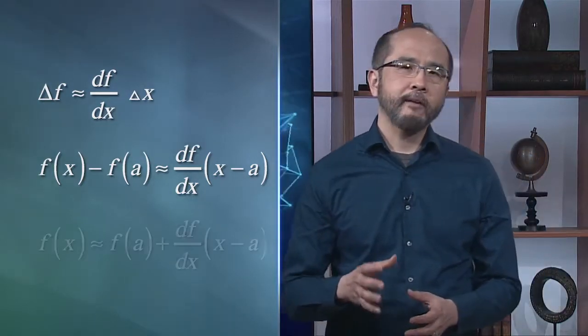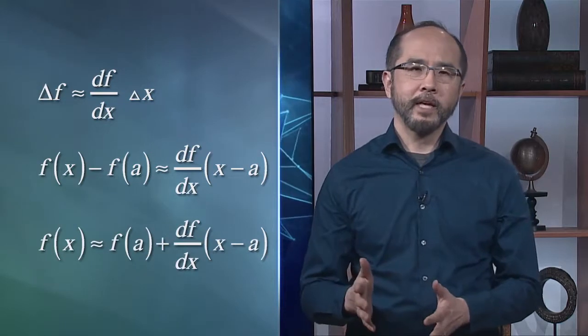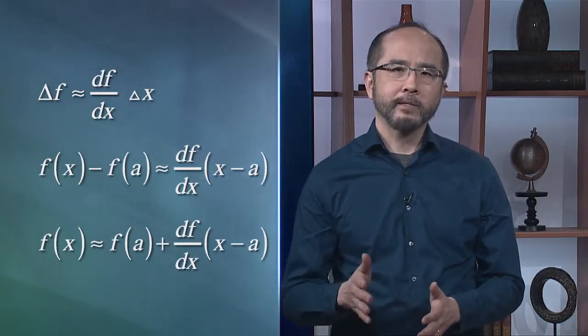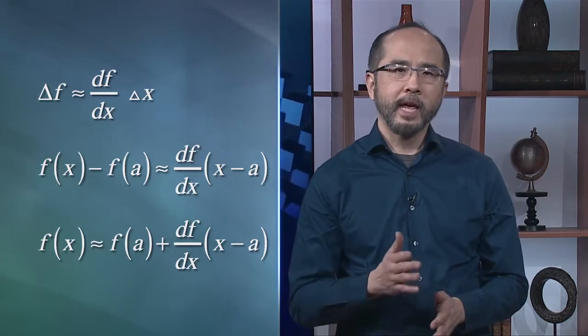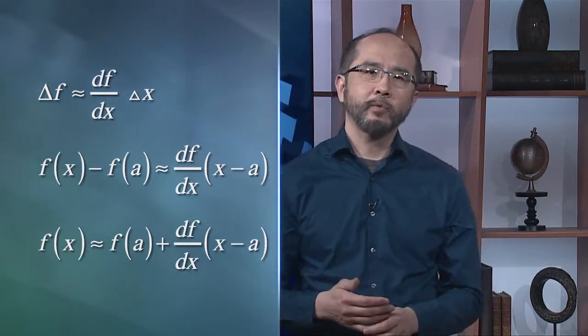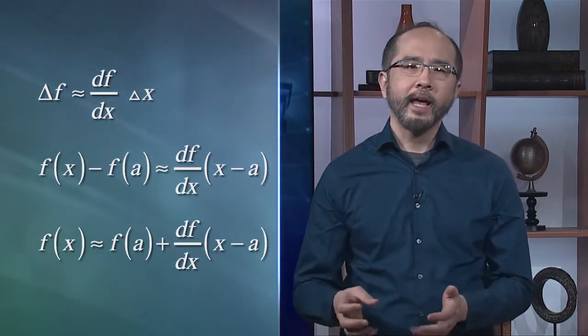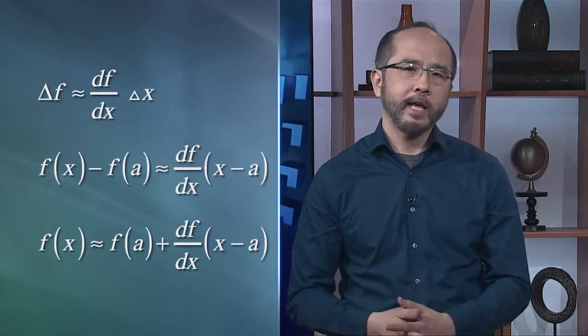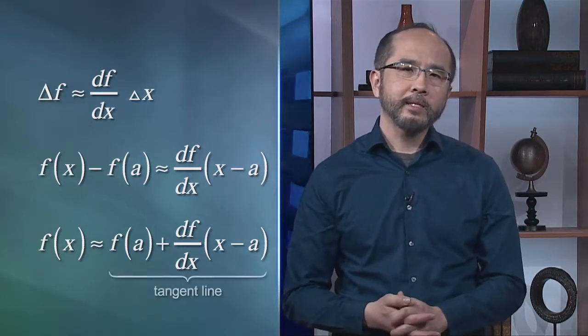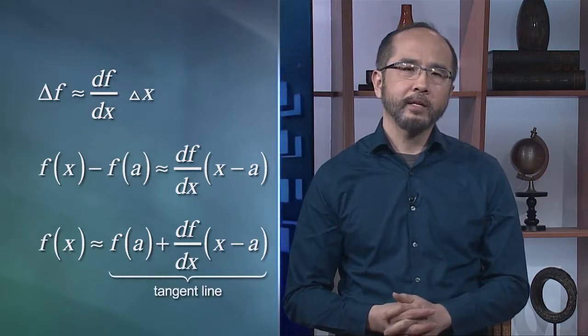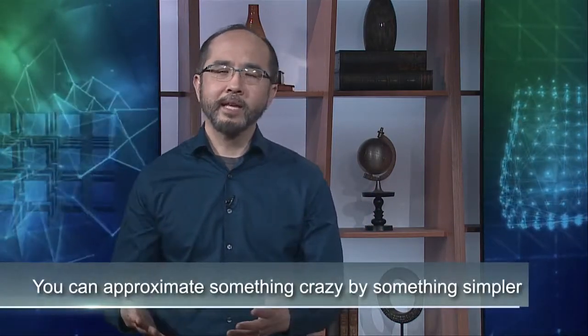From this, we see that f(x) is approximately f(a) plus df/dx times (x minus a). And that expression shows me how to approximate the value of f(x), knowing the value of f(a) and the derivative df/dx evaluated at a. The right-hand side here is the equation of the tangent line to f at the point a. We've just approximated a function by something nice and easy to understand, a line. And that's one big moral of calculus, to approximate something crazy by something simpler.